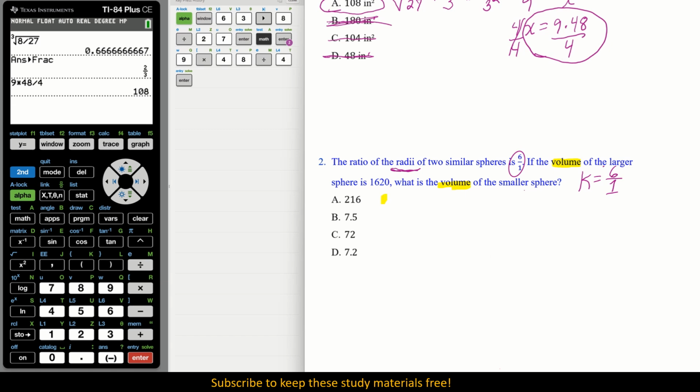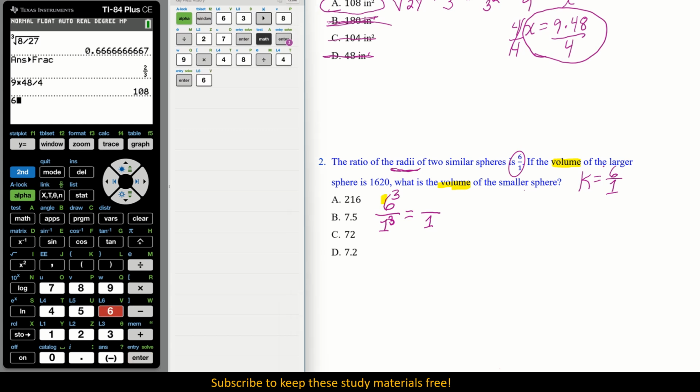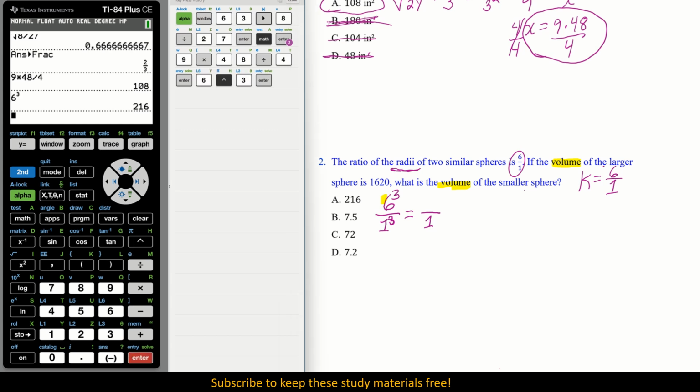So we have 6 to the third over 1 to the third equals, and we know 1 to the third is 1. So 6, carried up to the third power, push enter, there it is: 216.